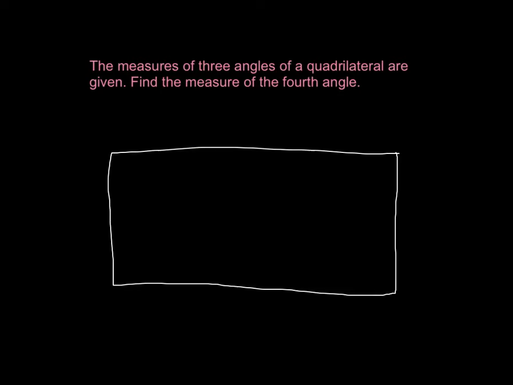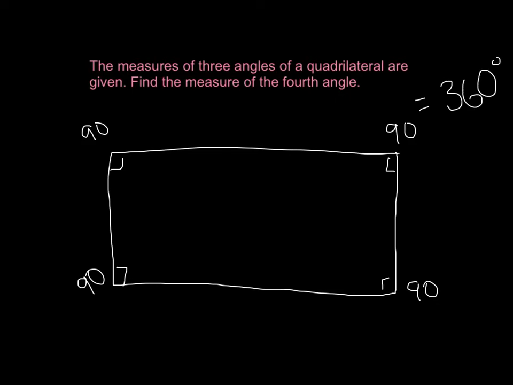The second objective of this lesson was to find the measure of a missing fourth angle. There's a little bit of theory that you need to know first. The first thing you need to know is a quadrilateral has four 90-degree angles. And if you were to take 90 plus 90 plus 90 plus 90 and add those all together, you would see that altogether a quadrilateral is made up of 360 degrees.